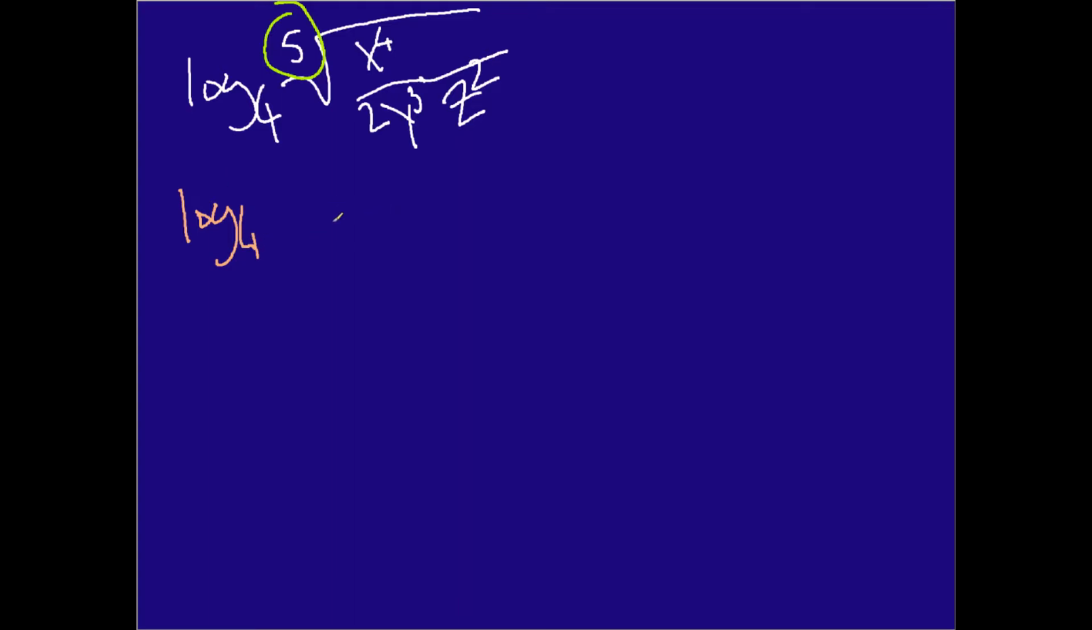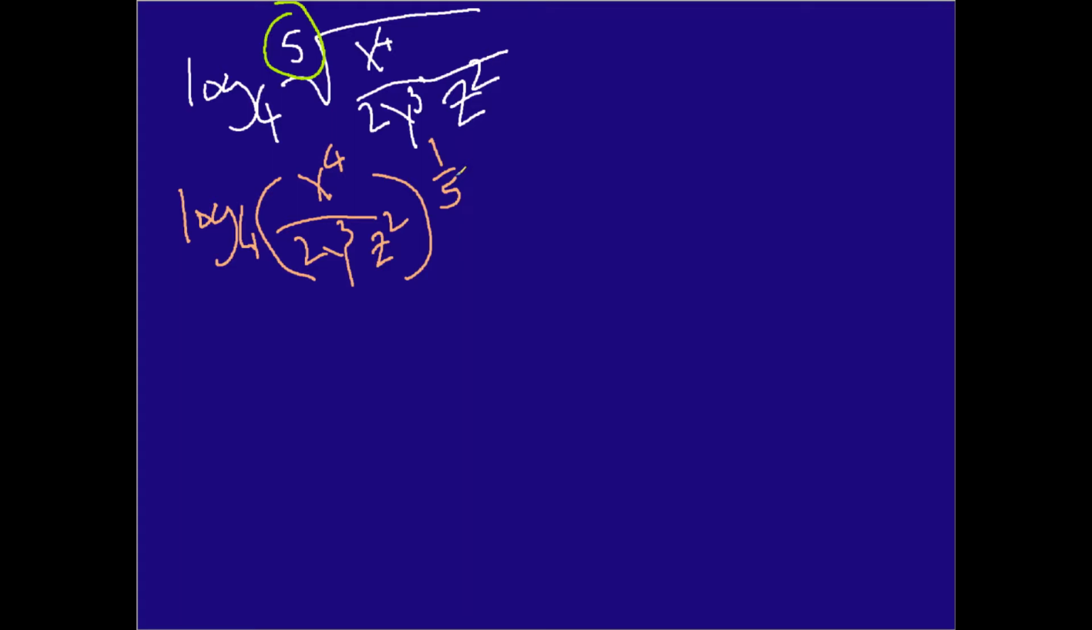And then what we're going to have here is everything that was in here before: x to the 4, 2y to the 3rd times z to the 2nd, all this raised to the 1/5 power. This is an example of rationalizing the exponent, if you will. And so that's the first thing that we have to do.